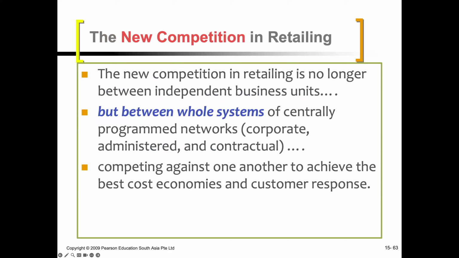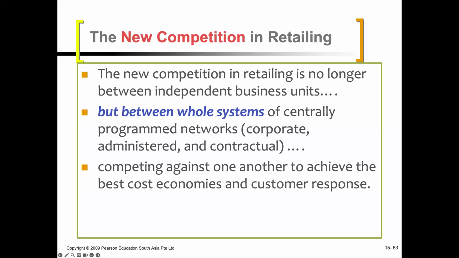There's a new competition in retailing. It is no longer between the independent business units anymore, but between the whole system of centrally programmed networks, including corporate, administered and contractual vertical marketing systems. And they are competing against one another to achieve the best cost economy and customer response.